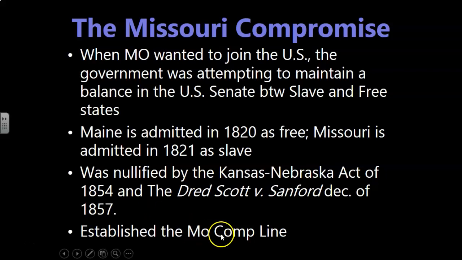That compromise also establishes the Missouri Compromise line, which is a geographic line, and any state that would enter after this deal above that line would automatically be a free state, and any state that wanted to join the United States that was below that line would automatically enter as a slave state. Eventually, this is going to be nullified by the Dred Scott case and another act that will be passed just before that called the Kansas-Nebraska Act.